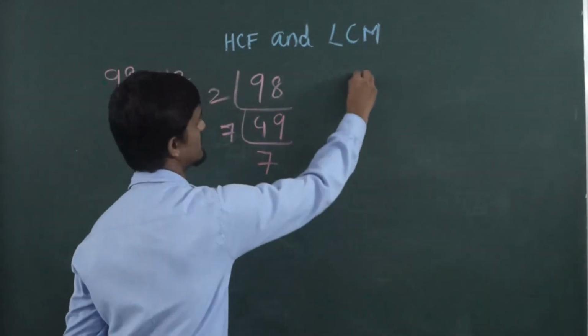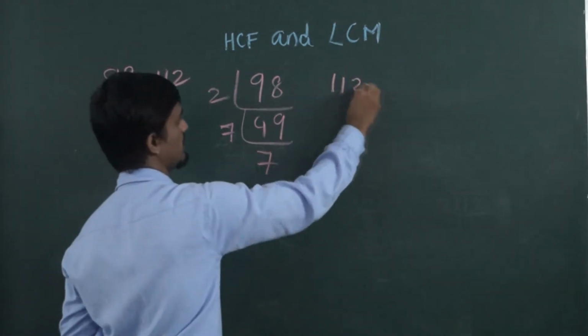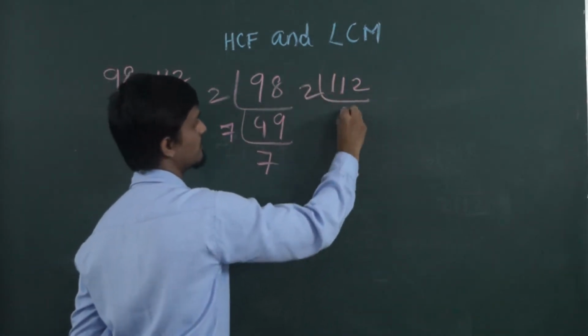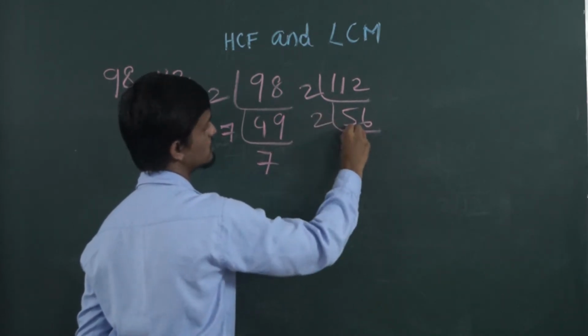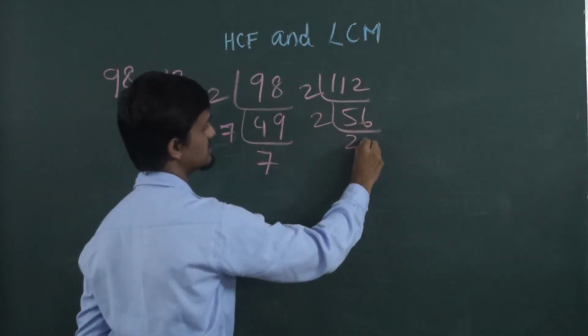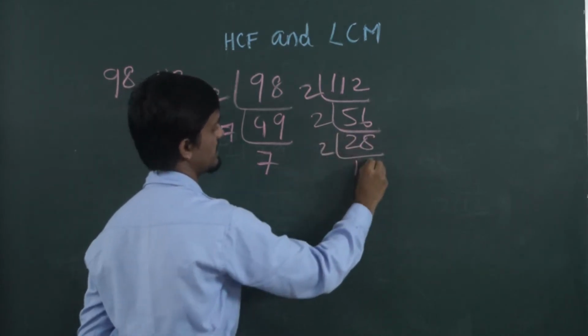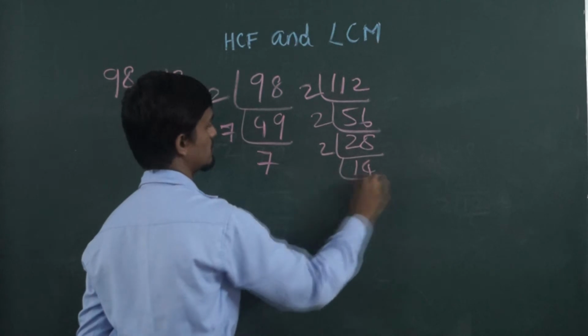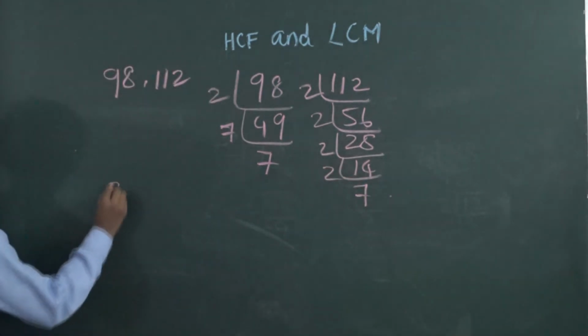Next one is 112. 2 times 56, 2 times 28, 2 times 14, 2 times 7. So that's all. This is the prime factorization. Now list out.